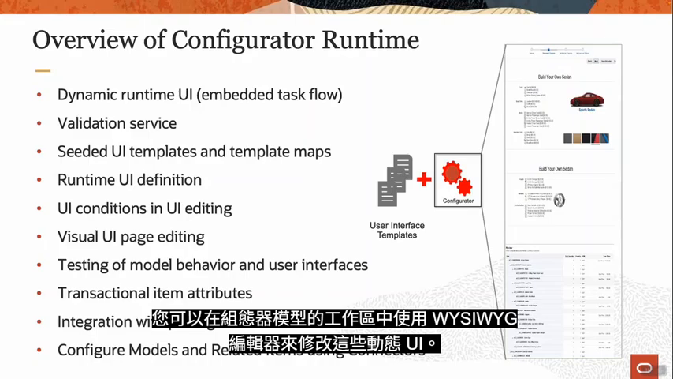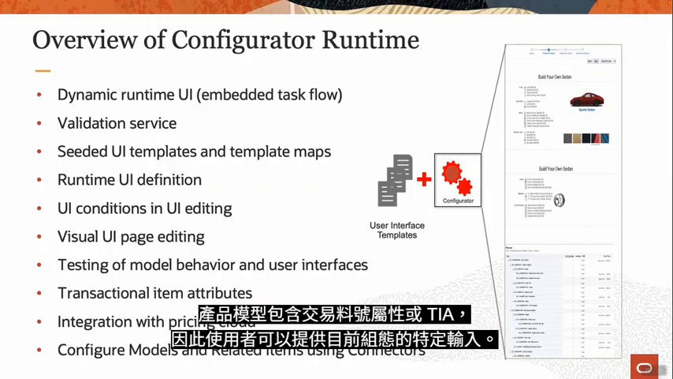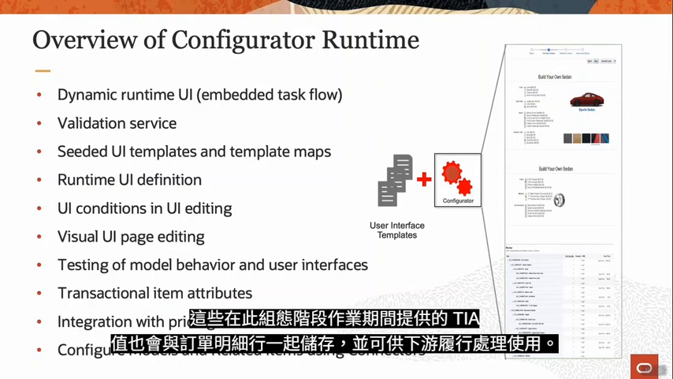You can modify these dynamic UIs by using a WYSIWYG editor within the configurator model work area. You can also test the runtime behavior of these models and their UIs before you actually deploy them to your production. Product models include transactional item attributes, or TIAs, so that the user can provide inputs which are specific to the current configuration. These TIA values that are provided during this configuration session are also stored with the order lines, and they become available to the downstream fulfillment process.